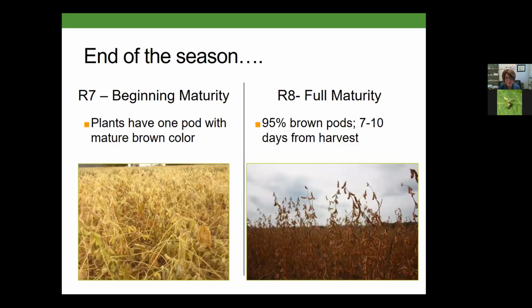And at the end of the year, we're just looking at maturity. We're not really staging these, and I don't think there are management practices that we're doing at R7 and R8. R7 basically just means your leaves are yellow and dropping off, the stems are yellowing, and you have a brown pod on each plant, at least one. And then R8 is full maturity, where you're really close to harvest with 95% brown pods.